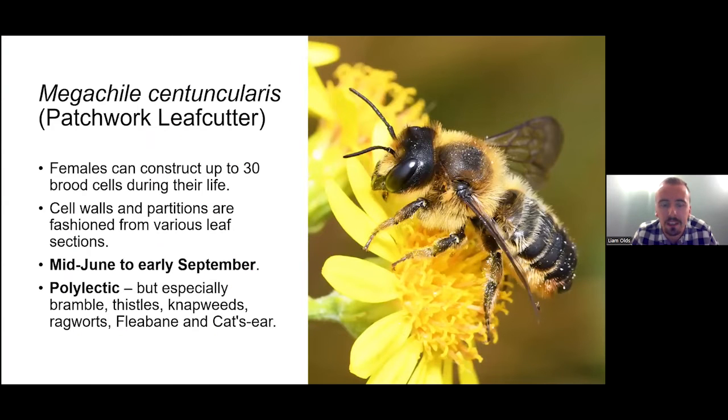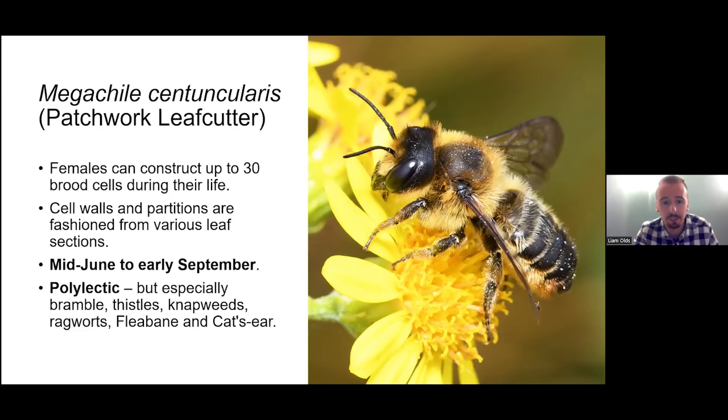The females can construct up to about 30 brood cells, so each brood cell would have one egg laid and one larva. So 30 of them during their lifetime, and they create the cell walls and then the partitions out of leaf sections, like a lot of other leafcutter bees do. And they use various materials for that.